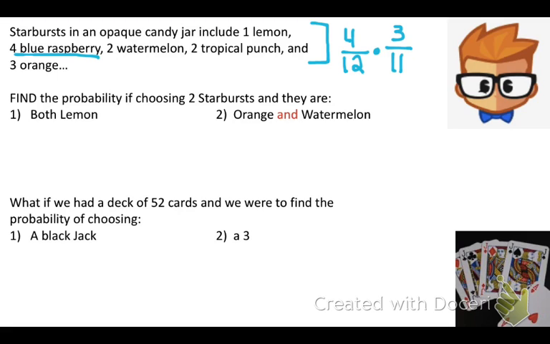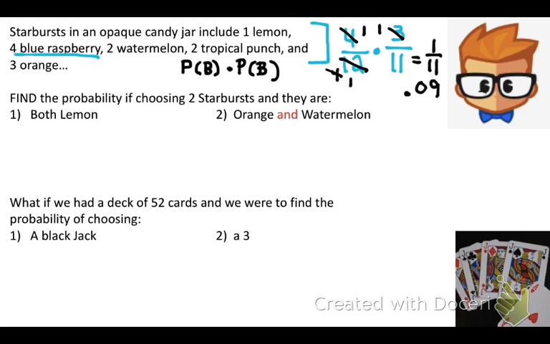We can simplify. 3 goes into 3 once, 3 into 12 is 4, and then we can simplify our 4 into 4 once. So our answer comes out to 1 over 11, which is 0.09. And we could write this as the probability of choosing blue raspberry times the probability of choosing blue raspberry.